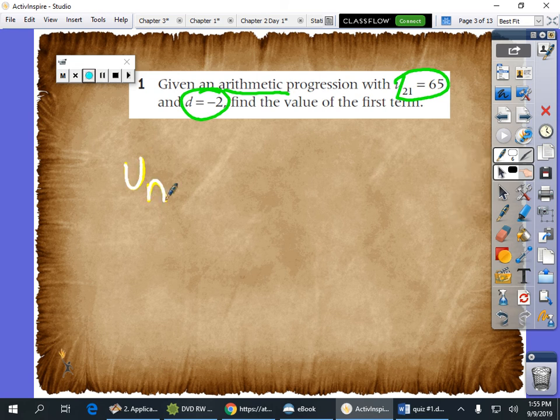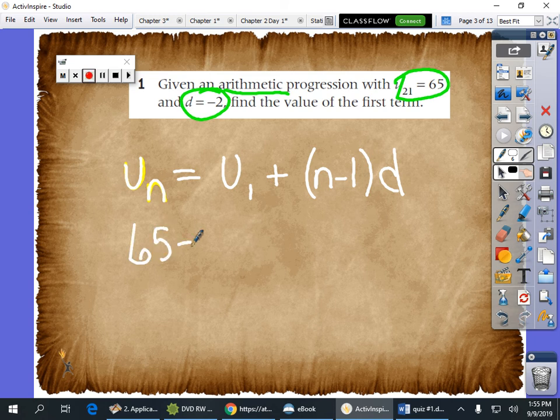U sub n, can you guys see that? Equals, what is it? U sub 1 plus n minus 1 times d, okay? Do I know the first term? Do I know the end term, the final output? Yes. What is it? 65, beautiful. So 65 equals first term plus 65 is the 21st term, and I'm multiplying by -2.